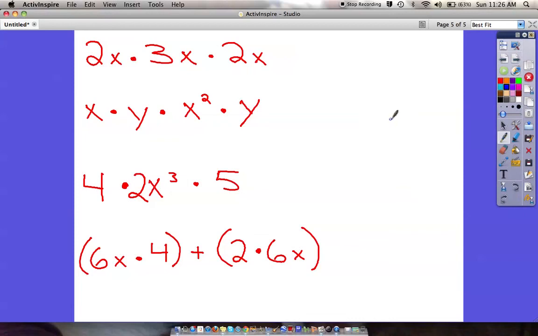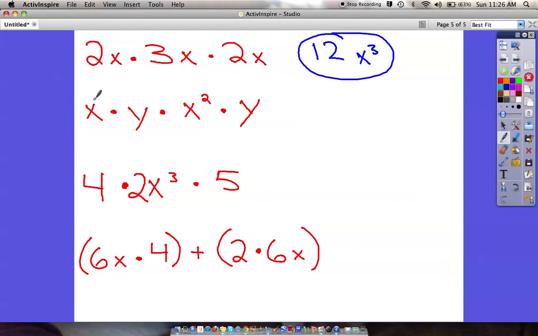All right, let's check up and see how you did here. We're multiplying here. 2 times 3 times 2. 2 times 3 is 6. 6 times 2 is 12. That's 12, x times x would be x to the third power, would be my answer there. For this one, all would have 1s in front of them, so it's going to be 1. I can put the 1. I don't have to put the 1.